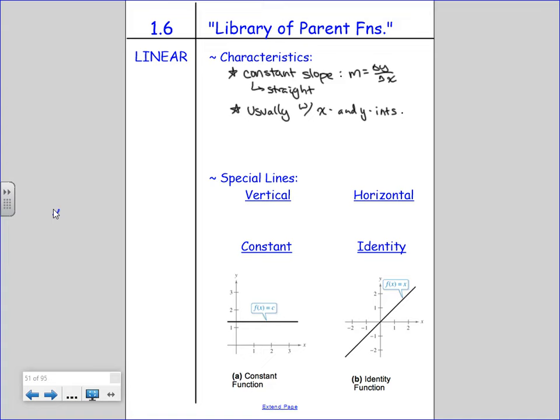Or if it was vertical, it would only have to hit the x-axis, right? It doesn't have to hit the y-axis. We do have our special slopes. I think that's it for characteristics. It's good enough. But for our special lines, we do have our vertical, which is of the form x equals some sort of constant, right? Horizontal, y equals some sort of constant.